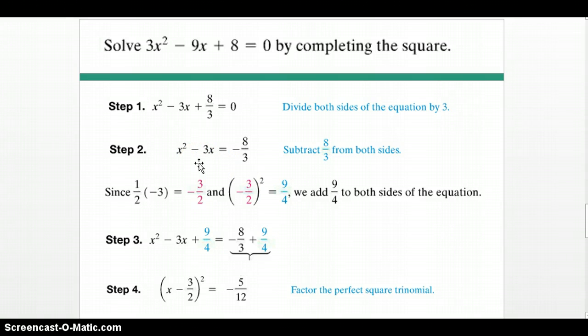Since negative 3 is the coefficient of x, half of negative 3 equals negative 3 over 2, and the square of negative 3 over 2 is 9 over 4. We add 9 over 4 to both sides of the equation. So x squared minus 3x plus 9 over 4 equals negative 8 over 3 plus 9 over 4.